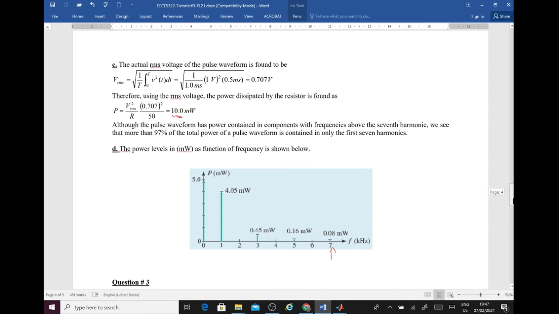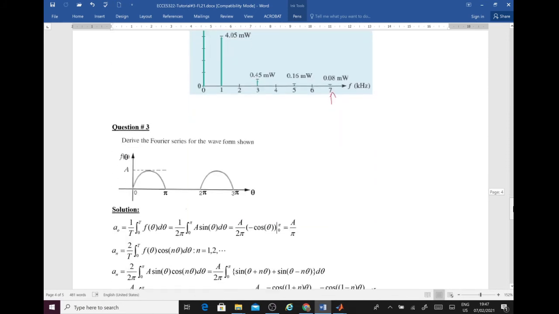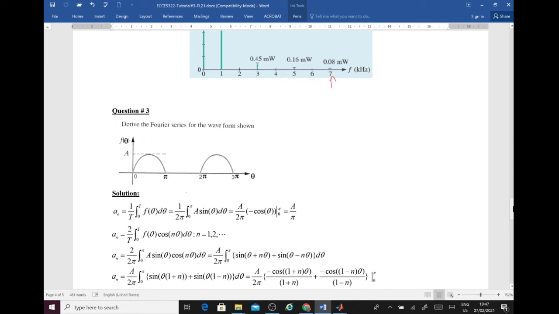Okay, for the third question, it says to derive the Fourier series for this waveform. Well, this waveform looks like a sinusoid, but without the negative side. So we need to find the DC component. First of all, we take 1 over the period, then we take the integration. We know that the period will be 2 pi, and the integration of the function, which is sine, d theta. Take the integration and find the result.